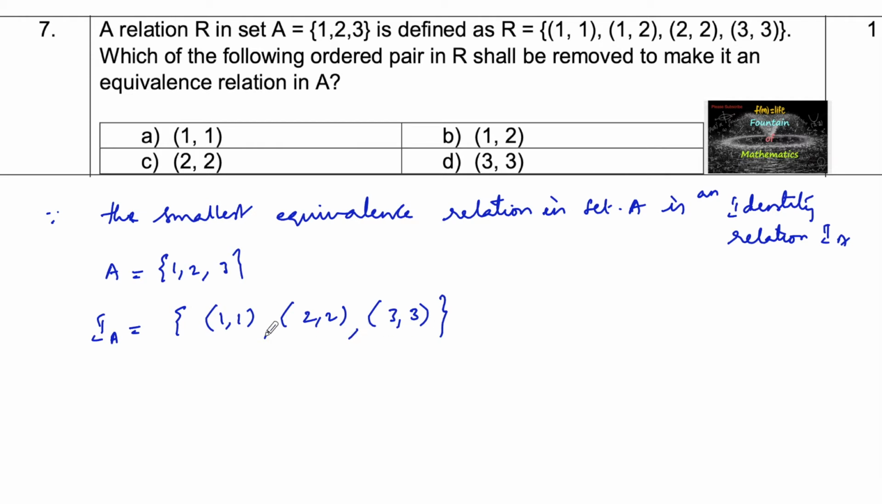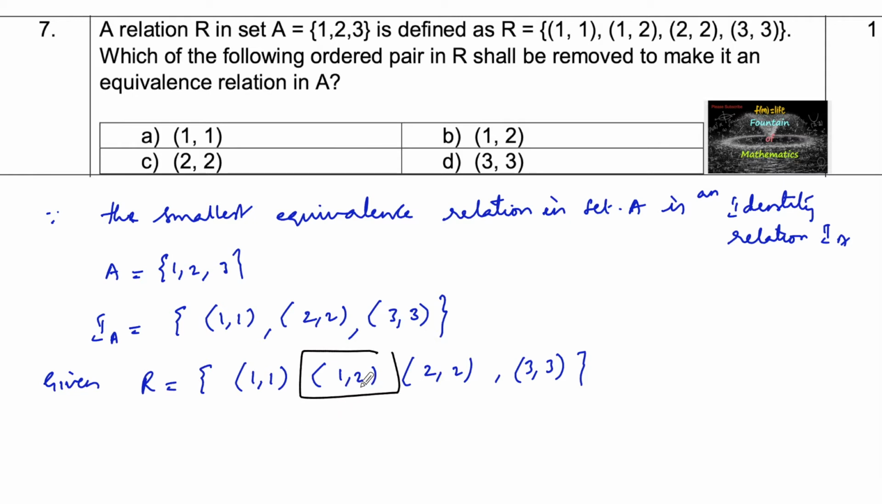So only 3 ordered pairs will be there, and the given relation R is equal to 1 comma 1, 1 comma 2, 2 comma 2 and 3 comma 3. So here we can observe that there is one additional ordered pair, that is 1 comma 2. If we remove this 1 comma 2, it becomes an identity relation on A, which is an equivalence relation. So we can say that 1 comma 2 should be removed, that is option B. Okay.